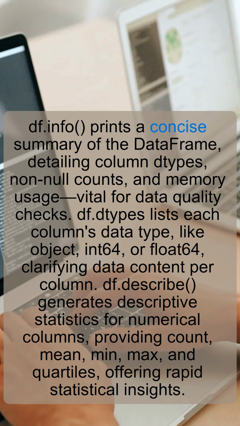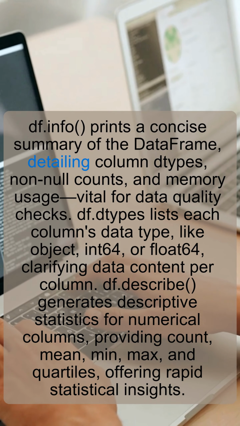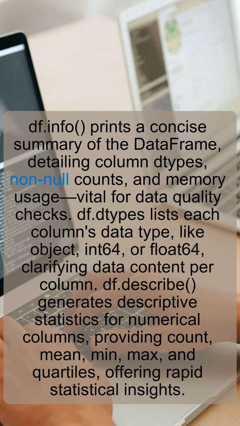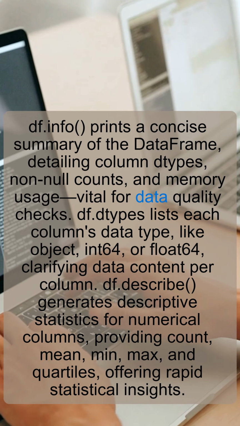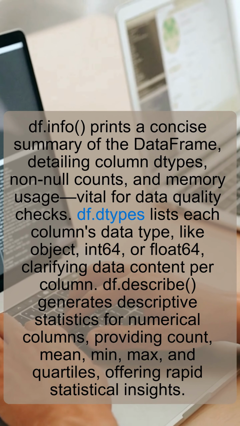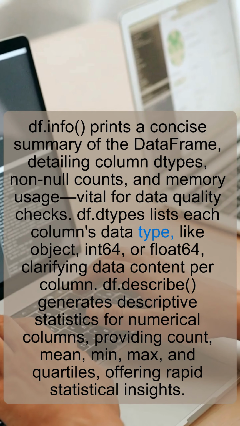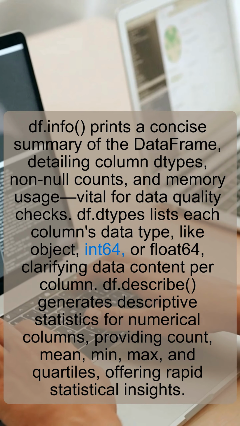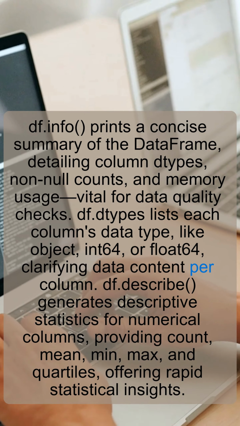df.info prints a concise summary of the data frame, detailing column dtypes, non-null counts, and memory usage, vital for data quality checks. dtypes lists each column's data type, like object, int64, or float64, clarifying data content per column.